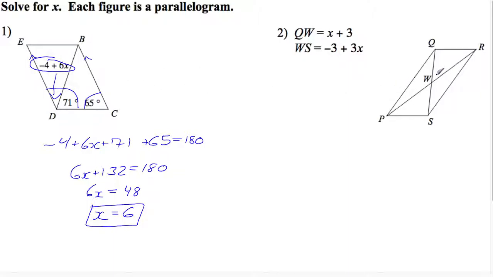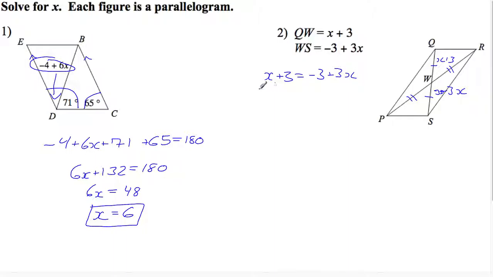Here, we also know that diagonals, which are these lines that connect opposite vertices, bisect each other. So this distance here, QW, is congruent to WS, and PW is congruent to WR. Now if we look at these, we can see that QW is x plus 3, and WS is -3 plus 3x. So because these are two halves, two bisected parts of this diagonal, they must be equal to each other. So I say that x plus 3 equals -3 plus 3x.